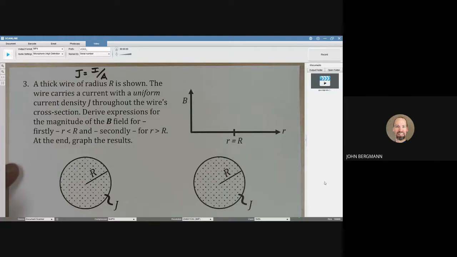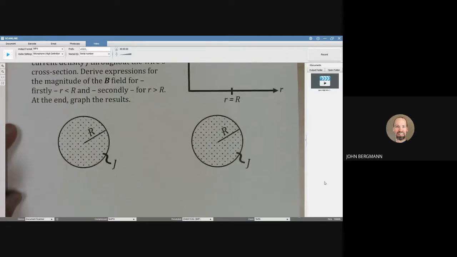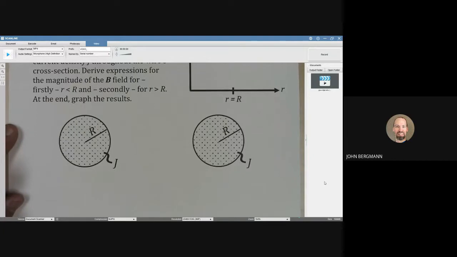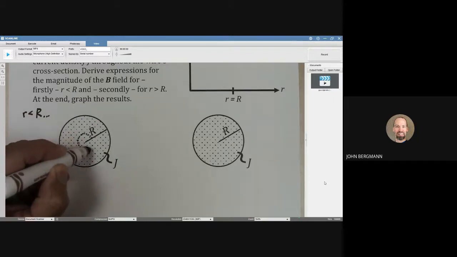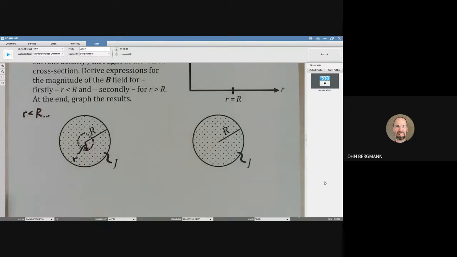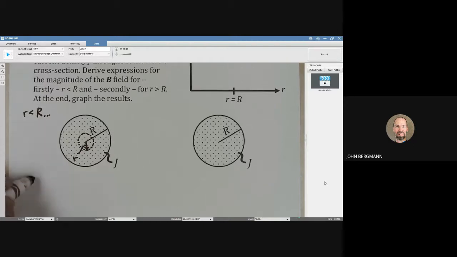To find the magnitude of a magnetic field, we are going to be using Ampere's law. For r less than big R, we need to draw an Amperian loop. There's an Amperian loop right there, where that distance is little r. It's got to be less than big R. And Ampere's law says that mu naught times the current that is enclosed should equal the integral of B dot dl. Mu naught is a constant.